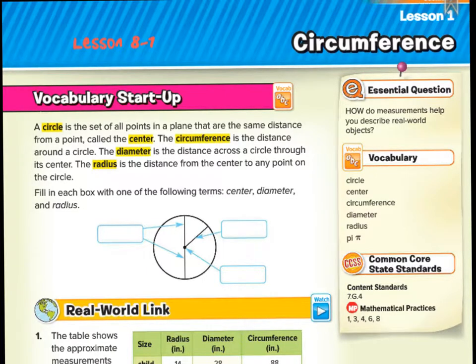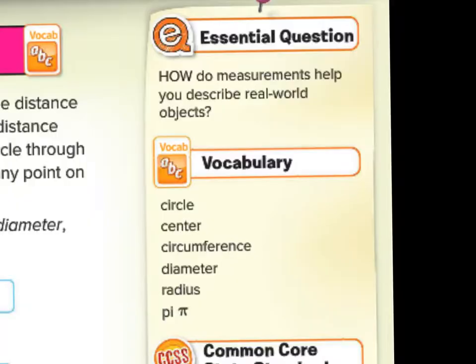Hello everyone, welcome to our first lesson from Chapter 8, Circumference. In Chapter 8 we're going to be measuring different figures. We will continue to address the question, how do measurements help you describe real-world objects? And our vocabulary will be circle, center, circumference, diameter, radius, and pi.